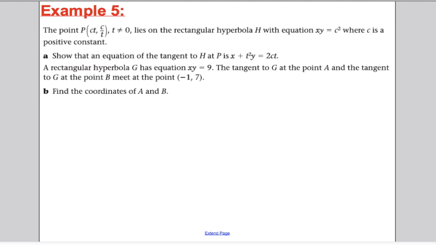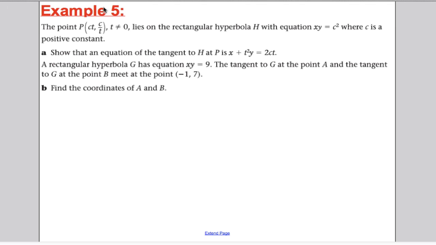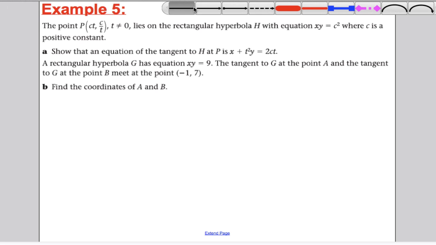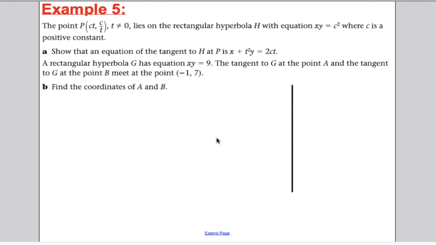We're told that the point P, ct, c over t, where t is not 0, lies on a rectangular hyperbola with the equation xy is equal to c squared, where c is a positive constant. Show that the equation of the tangent at P is this. Right, quick sketch. We know what a rectangular hyperbola looks like. Looks something like this.